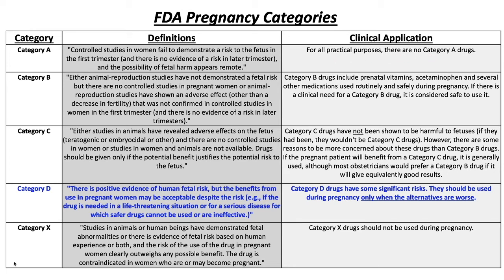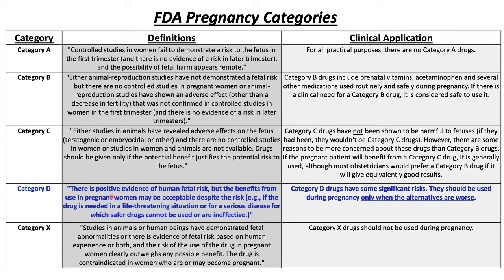Category B drugs include prenatal vitamins, acetaminophen, and several other medications used routinely and safely during pregnancy. If there is a clinical need for a Category B drug, it is considered safe to use it. If the pregnant patient will benefit from a Category C drug, it's generally used, although most obstetricians would prefer a Category B drug if it will give equivalently good results.